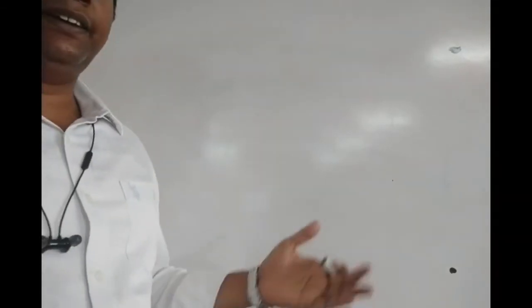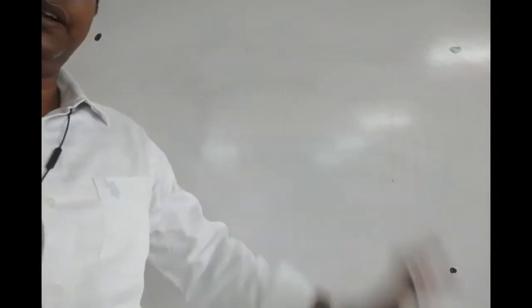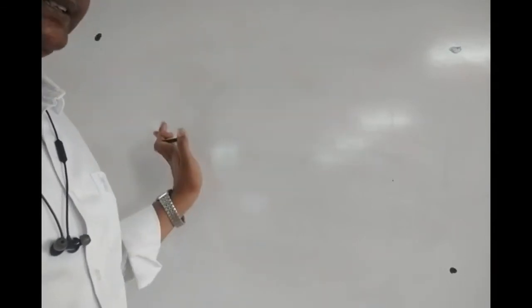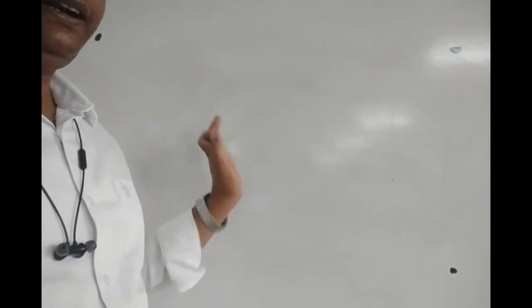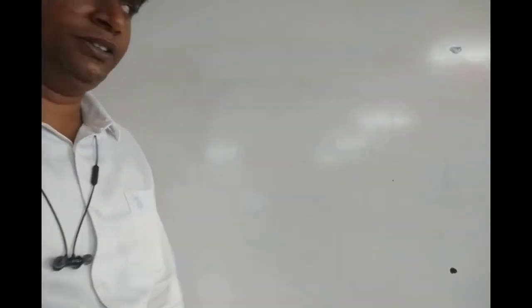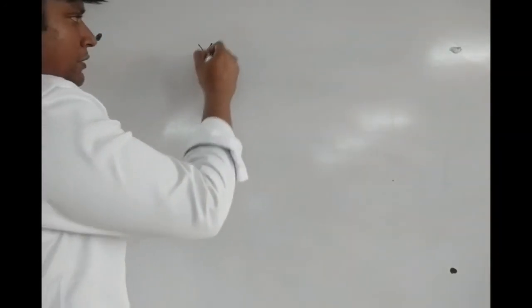Since I told you we are going to design two different antennas, one omnidirectional antenna and one directional antenna. We designed the omnidirectional antenna, the half-wave dipole antenna. Next, we try to design a directional antenna. That is your Yagi-Uda antenna.